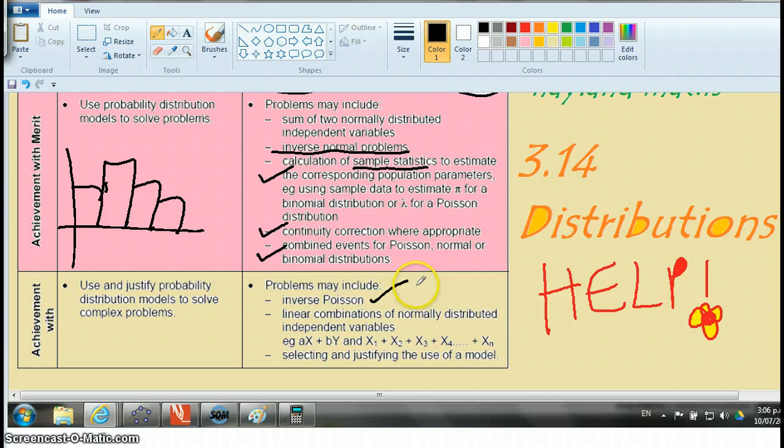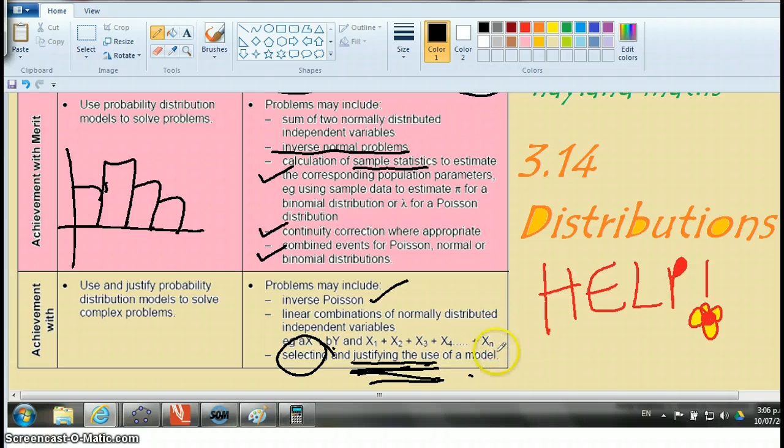So you're using your natural logs, I think, for the Poisson. Oh, it doesn't say inverse binomial, but you never know, you could get that. Linear combinations of normally distributed independent variables, so those formulas are on the formula sheet. Selecting and justifying the use of a model. So you actually need to select it and justify.